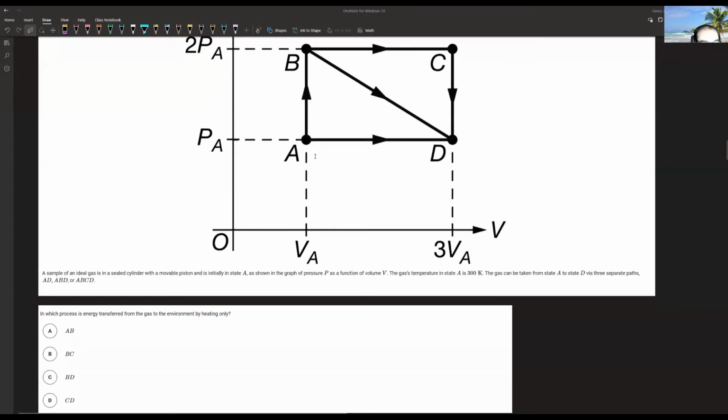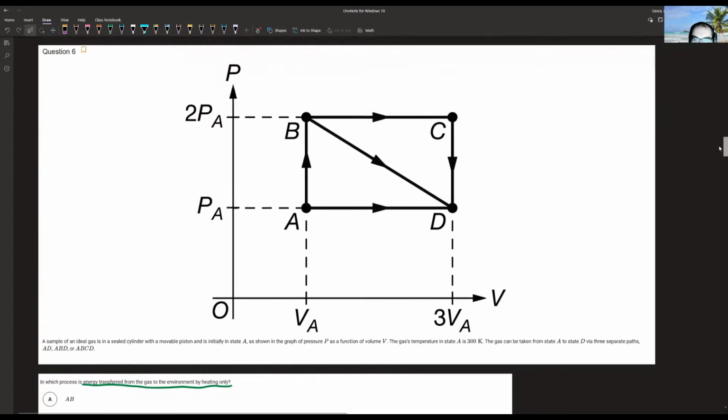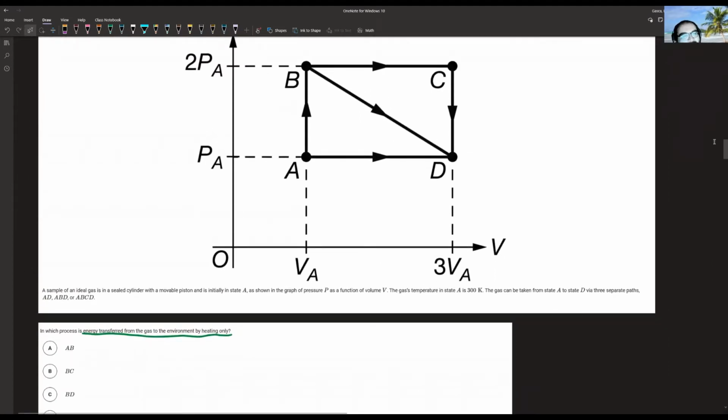Okay, so in question number 6, they ask, in which process is energy transferred from the gas to the environment by heating only? And so this can seem pretty overwhelming. We may not know how we are supposed to think about it. Well, this is where the first law of thermodynamics comes in handy.